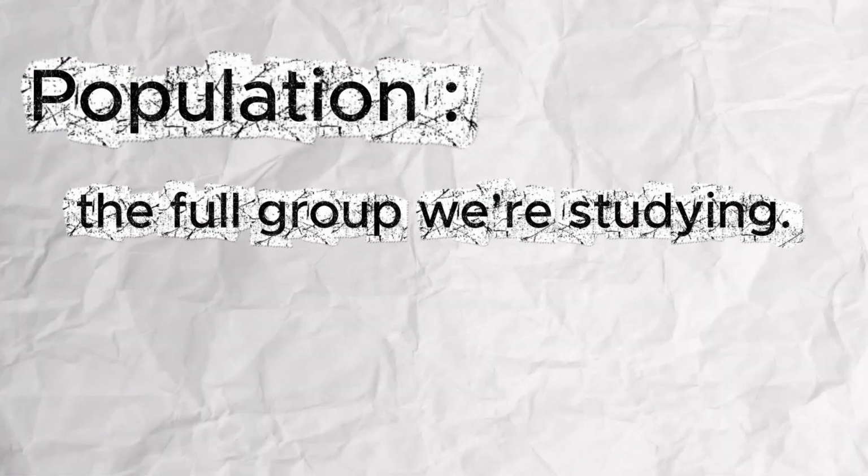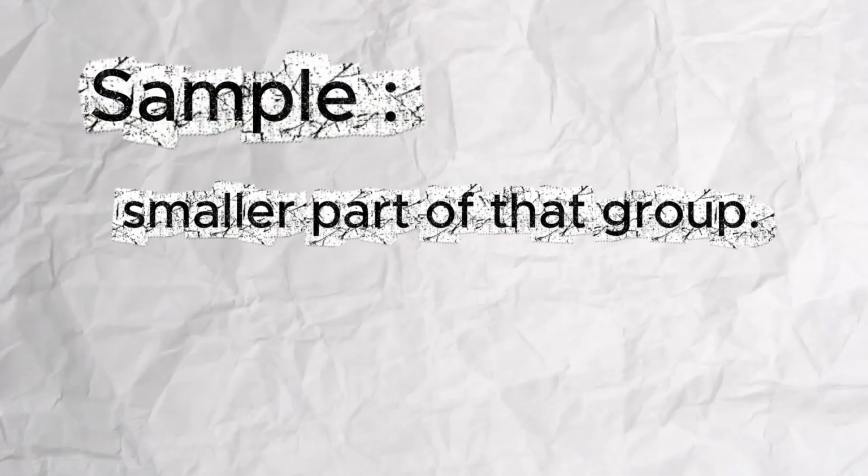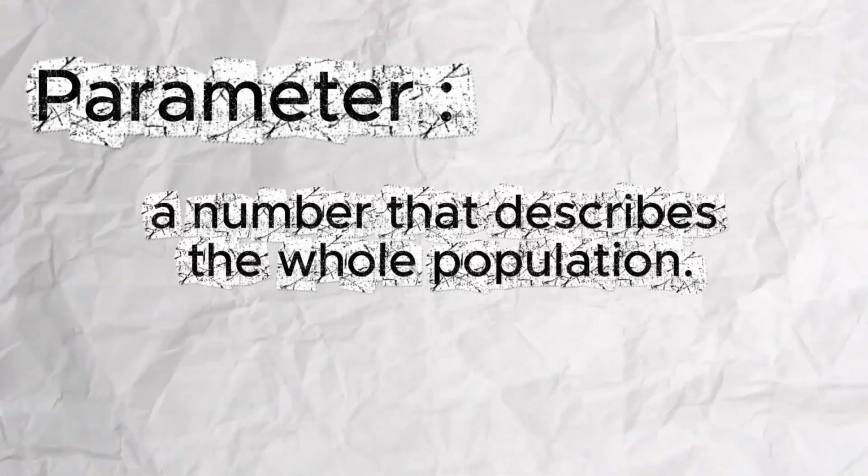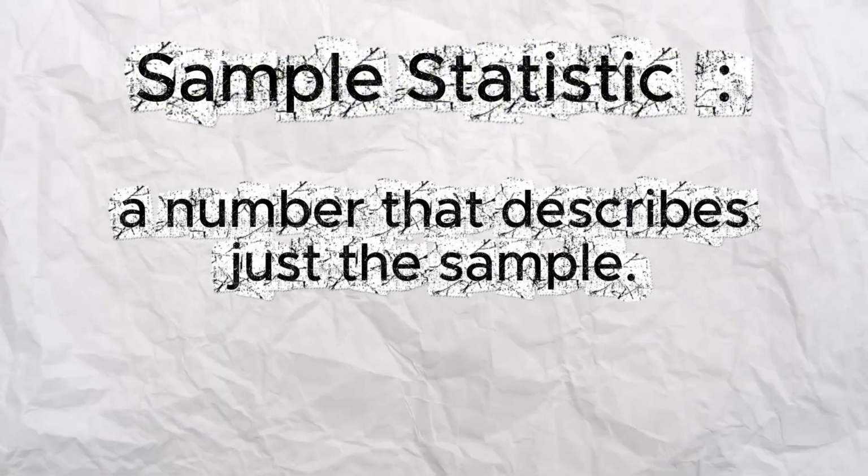In the end, let's recap. Data is just raw information. Population is the full group we're studying. Sample is a smaller part of that group. Parameter is a number that describes the whole population. A sample statistic is a number that describes just the sample.